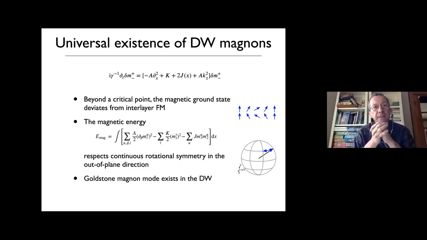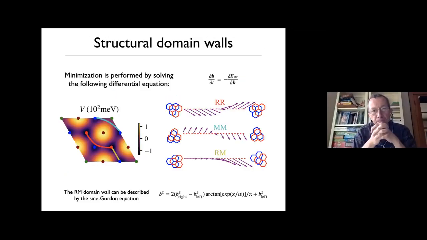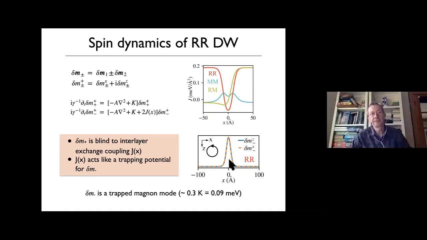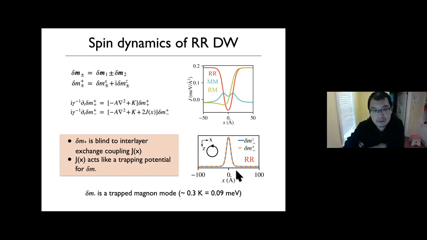Let me see if I have a picture to show that. This is the in-plane oscillation magnitude for the magnon mode. So that's basically our result. Thank you.